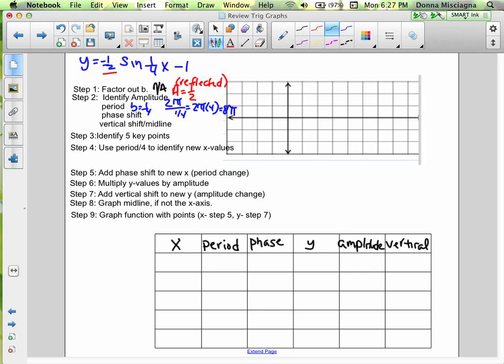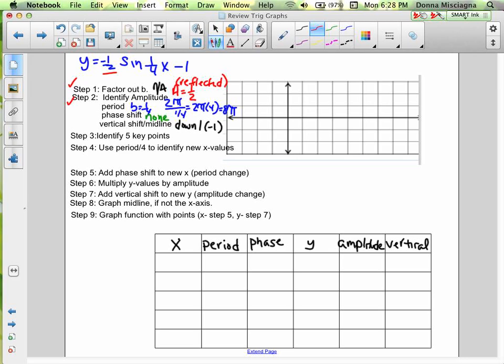Phase shift, well, there is none because nothing is added to x. But what about a vertical shift? The vertical shift is -1, so we're shifted down 1. So that's a -1. These pauses, by the way, are so that I can get the question in, and you can answer it on your pod, and then we can go over it. We didn't have to factor out b, so that's done. We have identified the amplitude, the period, the phase shift, and the vertical shift.